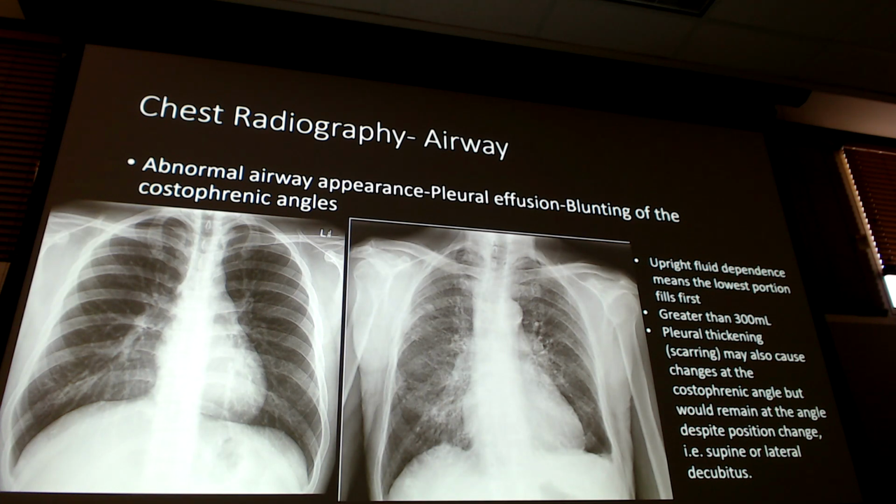Read the question first, okay? Then read the answers. Because these are what a lot of them end up looking like. It's just so hard to find sick patients with just one abnormality on a chest x-ray.